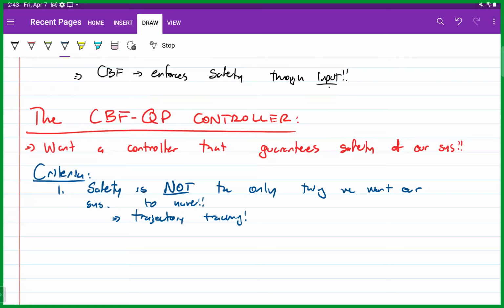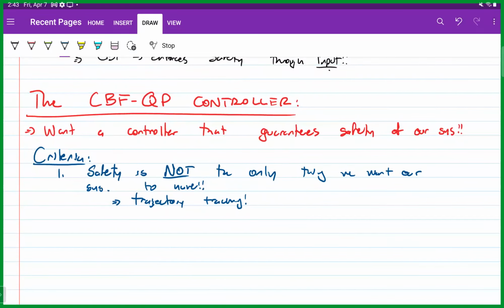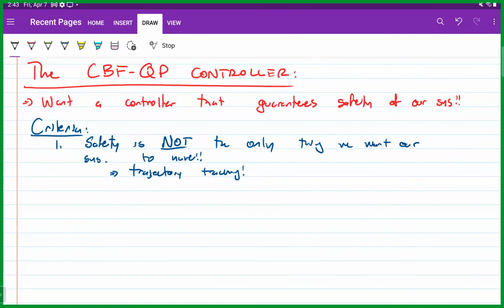So just to think about this in terms of a practical example, does anyone have any ideas about what the safest action for an airplane to take is? Stay on the ground, right? So that's not going to be any good for us. We actually want our plane to go ahead and fly somewhere and do it in a safe manner. So we want to be able to satisfy these other goals while we're still having our guarantee of safety, okay?